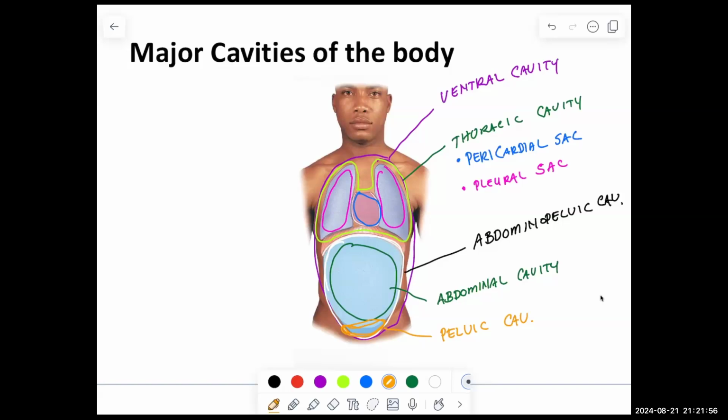Right? So it's one thing to think about. I may ask you, name the specific cavity that the kidneys are in. What's the specific cavity that the kidneys are in? Not that low. They are in the abdominal cavity. Okay.